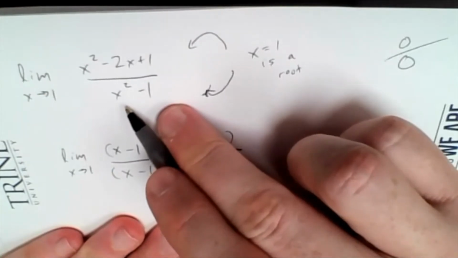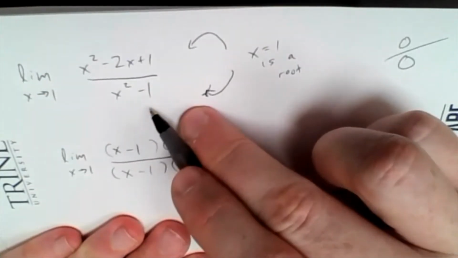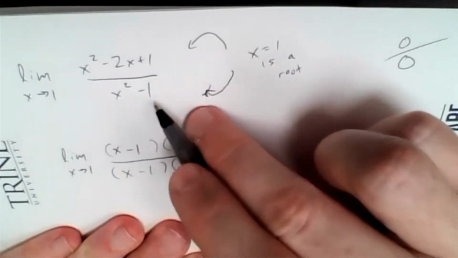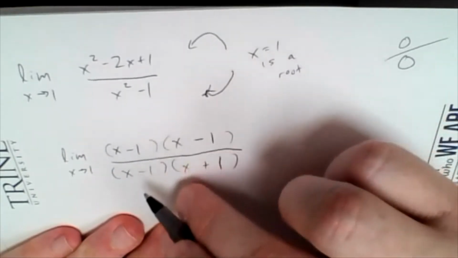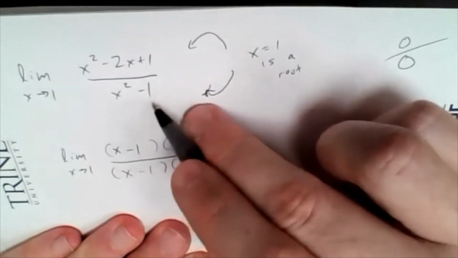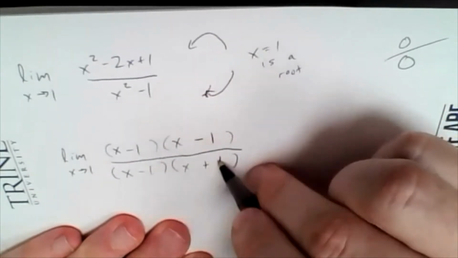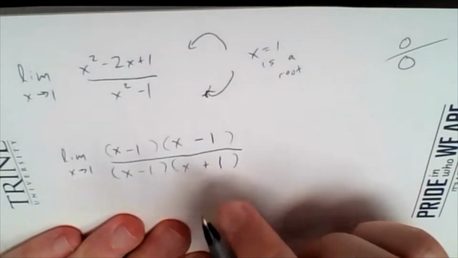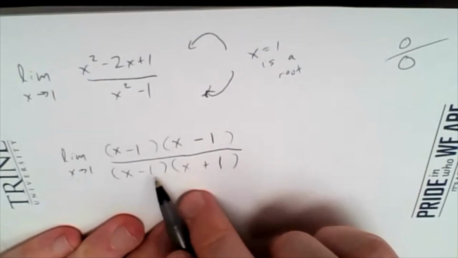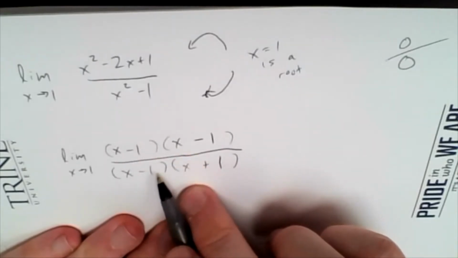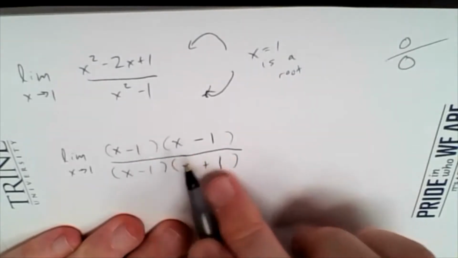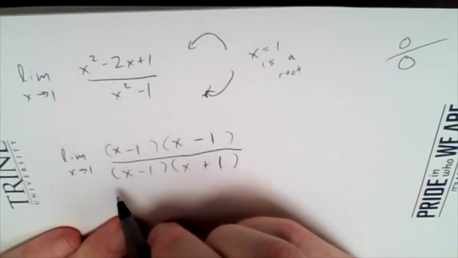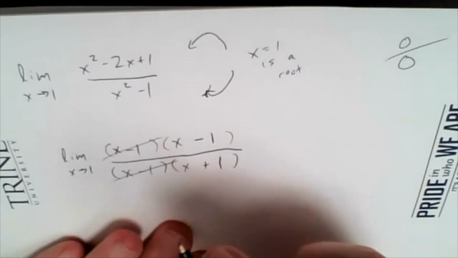You can also think of this as the difference of squares factorization. So anytime you see x squared minus a number, the roots are plus the square root of this number and minus the square root of this number. Cool. Now that I've written it out, I see both of these terms have factors of x minus 1. And since I'm working in a limit, I can actually cancel these.